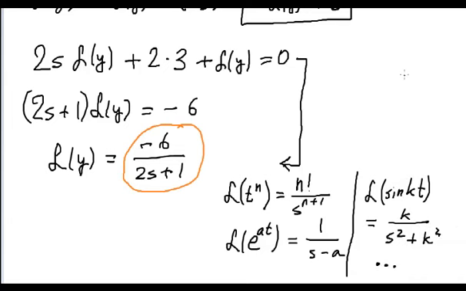Now, among these formulas, which one would match with the fraction we have here? Does this fraction match with this expression? It does not, because in this expression the denominator is some power of s, whereas here the denominator is not a power of s. There is also plus 1 here. Does it match with this? No, because in here, in the denominator, s appears squared.